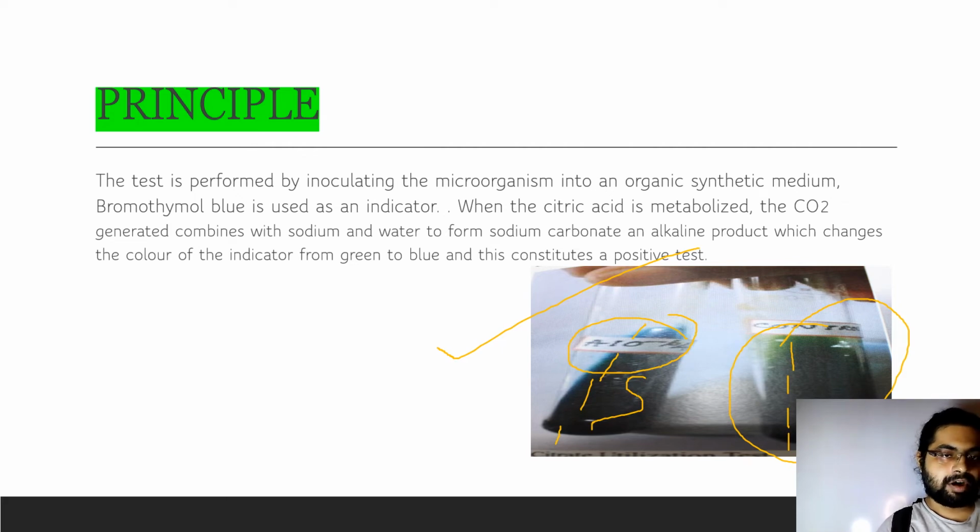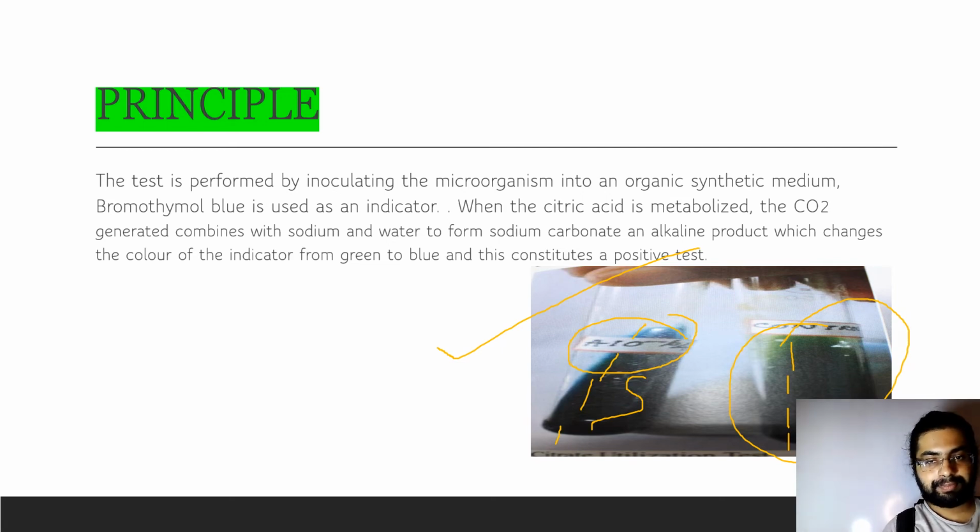This test is performed by inoculating the microorganism into an organic synthetic medium. So as I have mentioned earlier, the organisms have been inoculated in this medium. And one indicator, very common, bromothymol blue, is used. So when the citric acid is metabolized, the carbon dioxide generated combines with sodium and water to form sodium carbonate, an alkaline product which changes the color of the indicator from green to blue, and that constitutes a positive test.